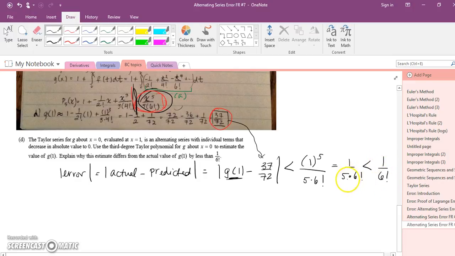So this one they set up real nice for you. You have to actually say less than, because that's part of your explanation. Don't just say, oh, it equals this. You have to clearly let the reader know that you know that this is less than 1 over 6 factorial. This was a non-calculator problem, so you don't have to actually multiply that out, because this is clearly going to be smaller than that.